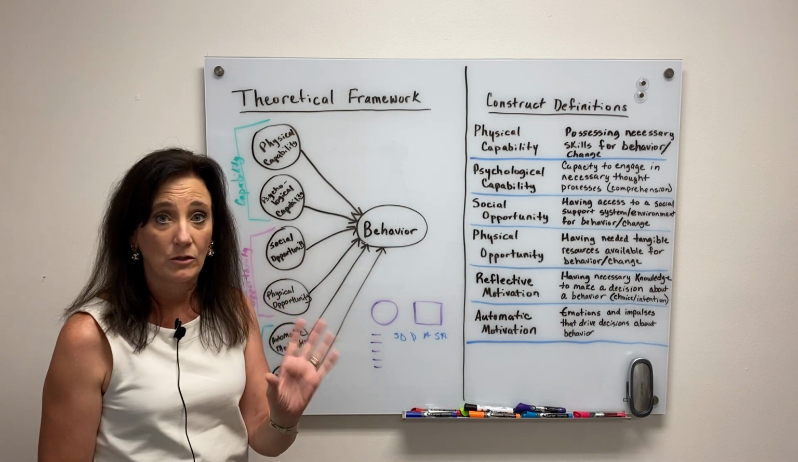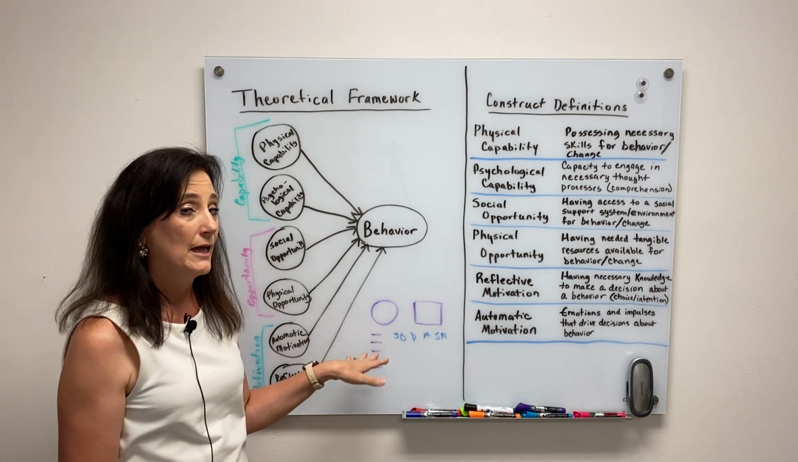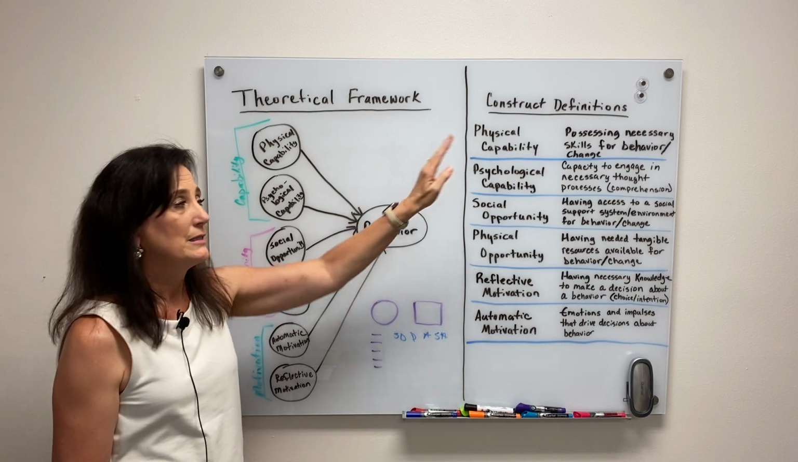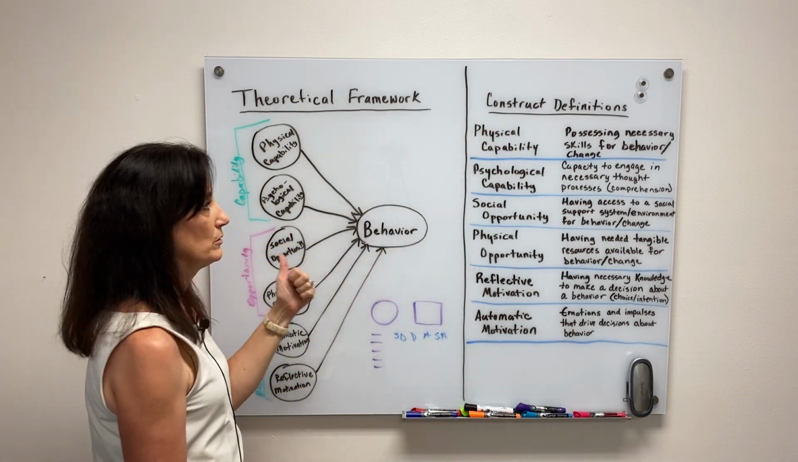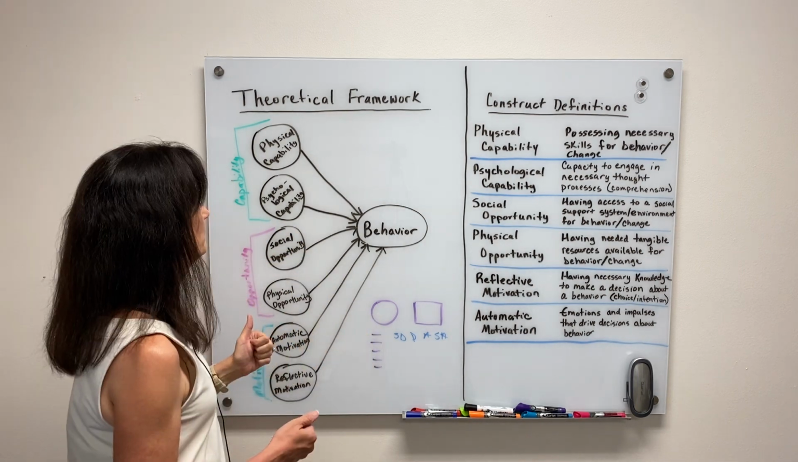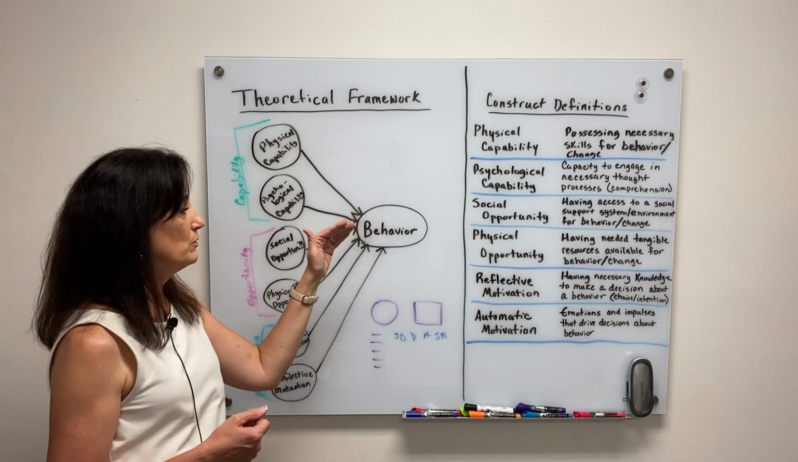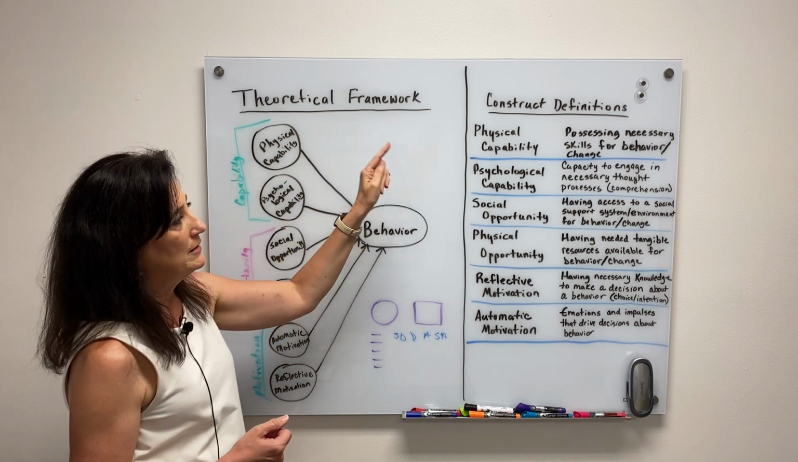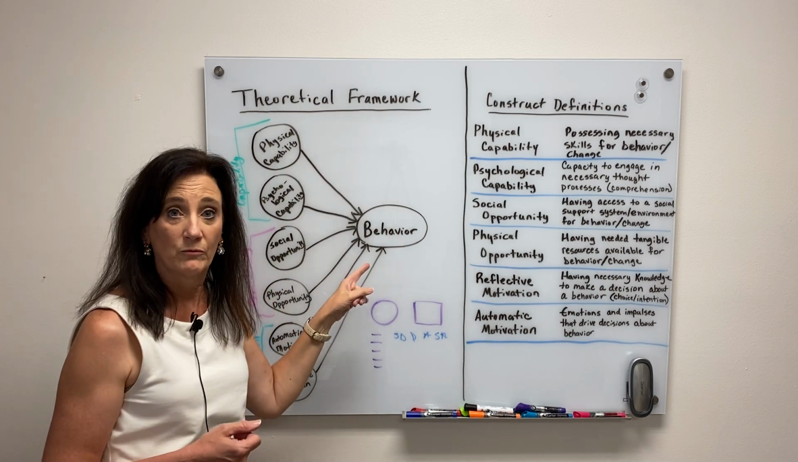So I'm not asking you to write items right now. I gave the item as an example. All I'm asking you to do is take this definition and put it in context of the real world. So here's your example. Physical capability as it relates to my physical activity behavior. Do I have the necessary skills to perform physical activity?